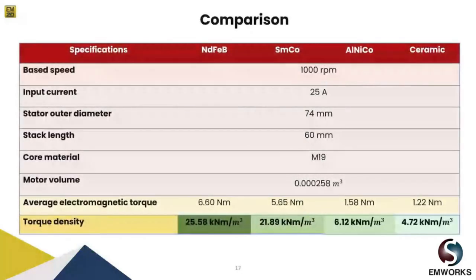So to compare all four topologies, keeping the base speed same, hence the input current is same and the volume same for all the four topologies, we can observe the effect of magnet and how it affects its torque generation capability. So the highest average torque was obtained in case of NdFeB, which leads to the highest torque density, which is around 25 kilonewton meter per meter cube, and going towards the trend, the least obtained was for ceramic, having a torque density of just 4.72 kilonewton meter per meter cube.